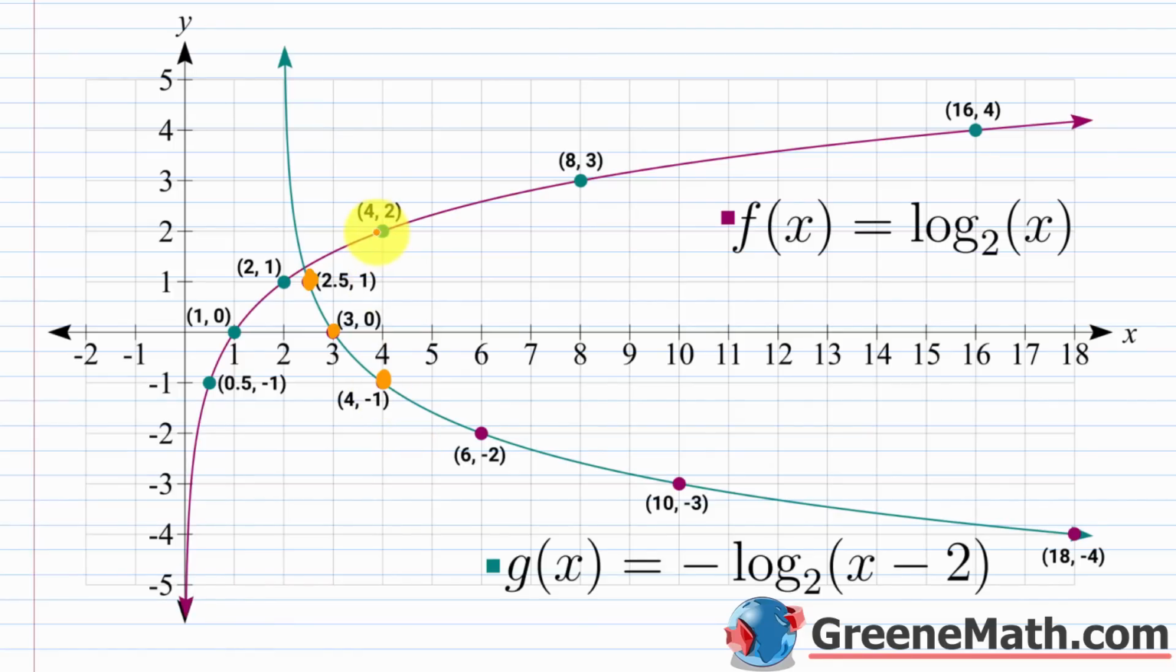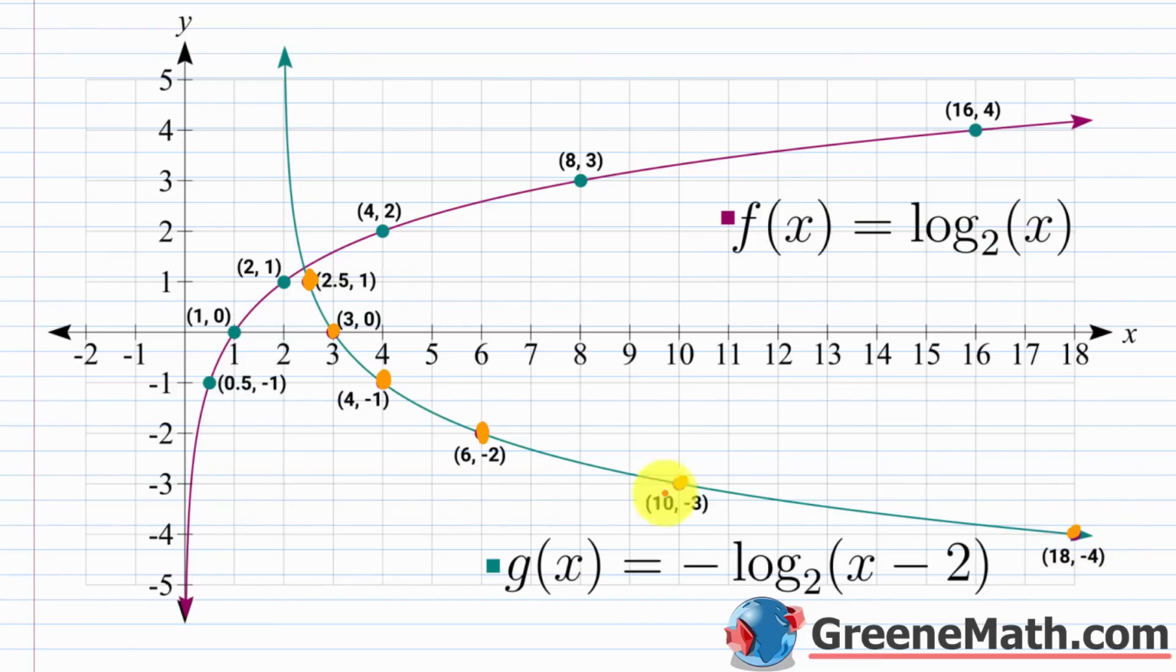Okay, for this (4, 2), now I'm going 2 units to the right, so 1, 2, that would put me right there. So the x value is 6, the y value is 2. Reflect across the x-axis, that puts me down here. This is (6, -2). Then this (8, 3), if I go 2 units to the right, 1, 2, now I'm going to be at (10, 3). Now if I reflect across the x-axis, I'm coming down here to (10, -3). Then if I look at (16, 4), again, go 2 units to the right. That's going to be right there. So that would be (18, 4). Reflect across the x-axis. That puts me down here at (18, -4).